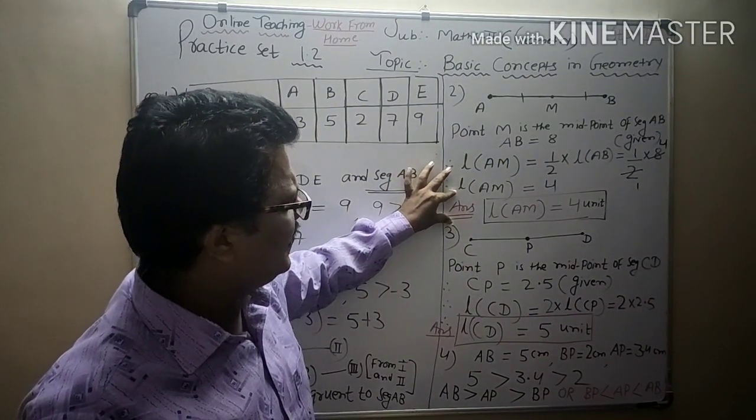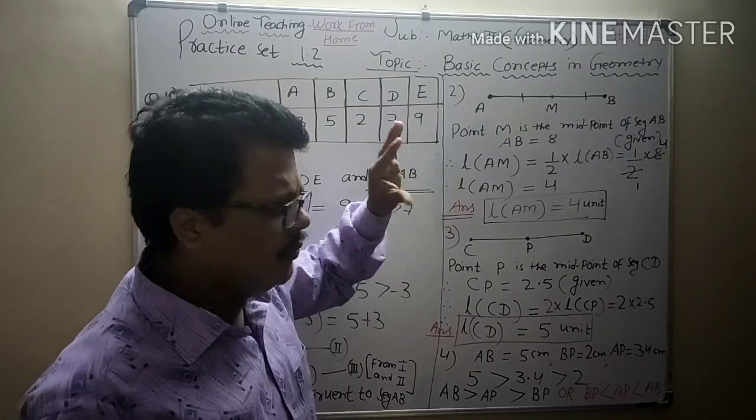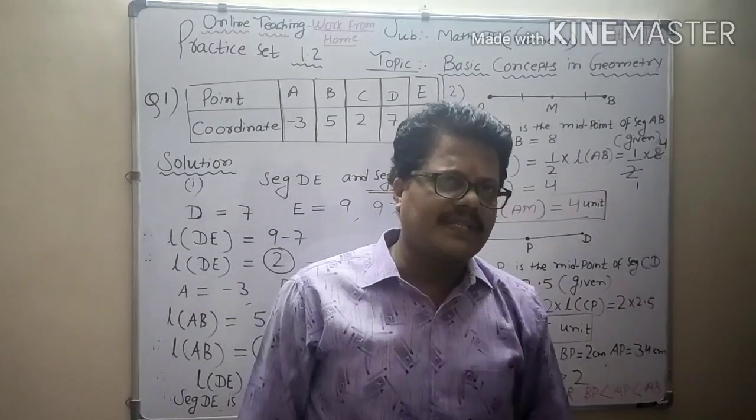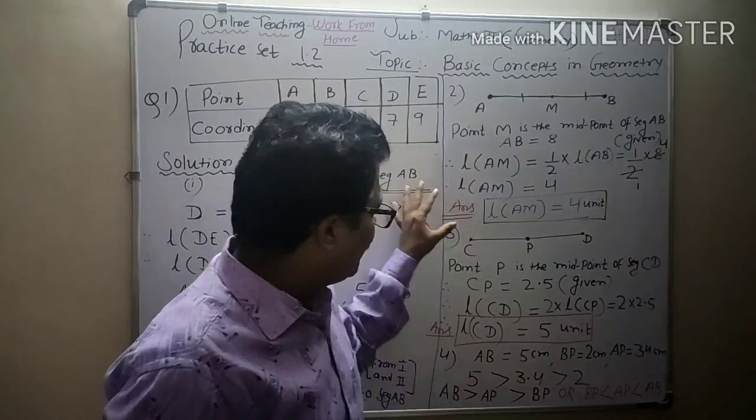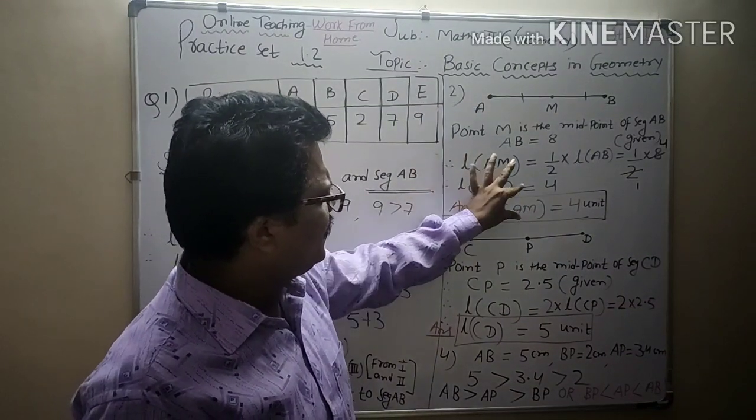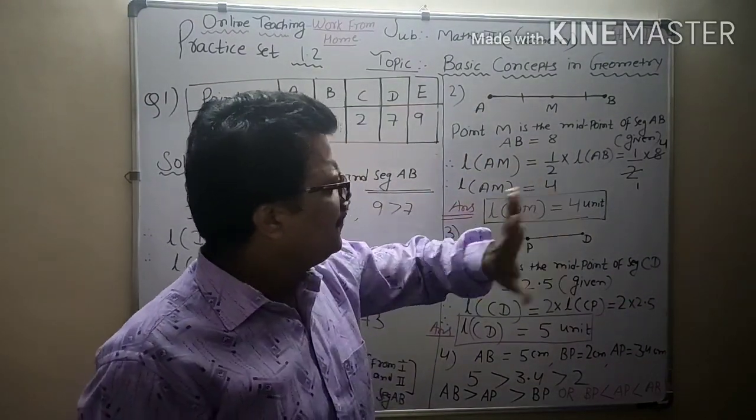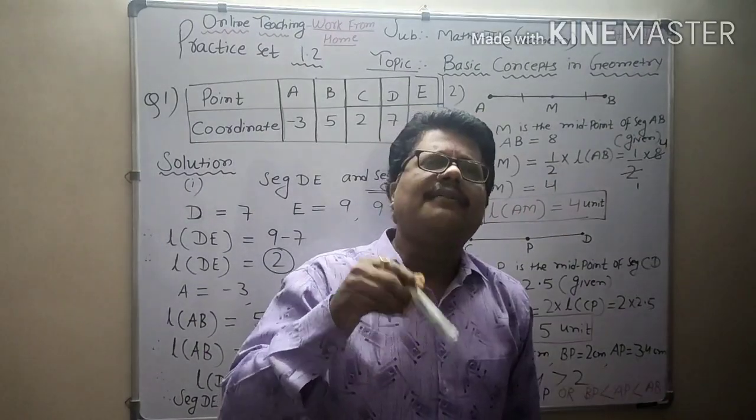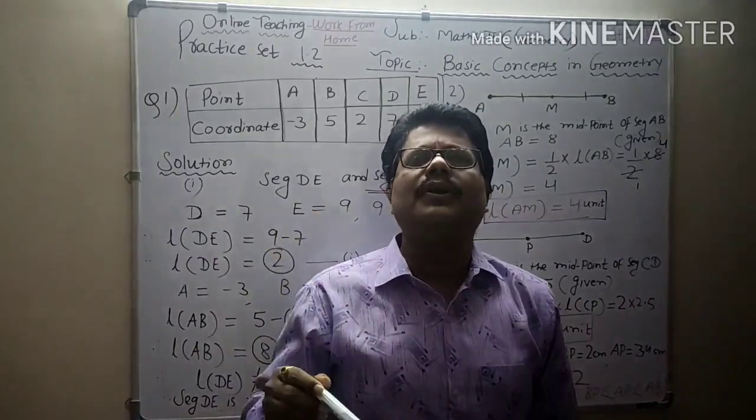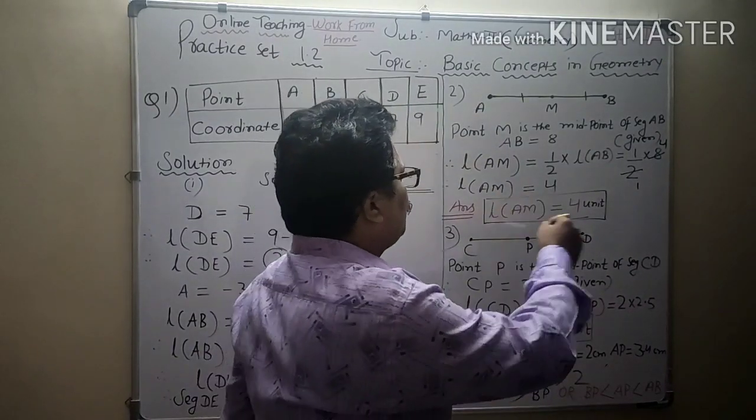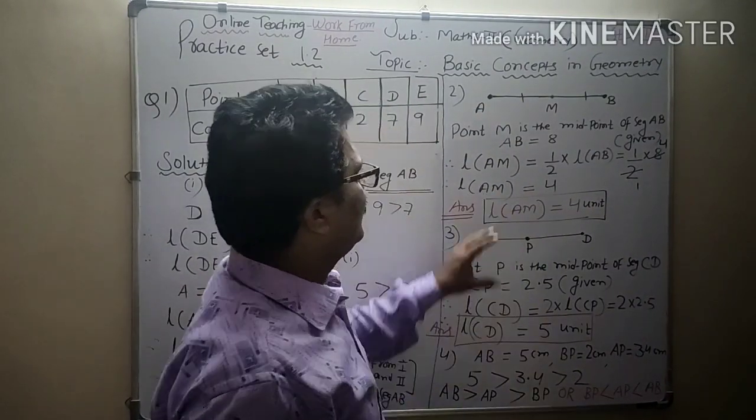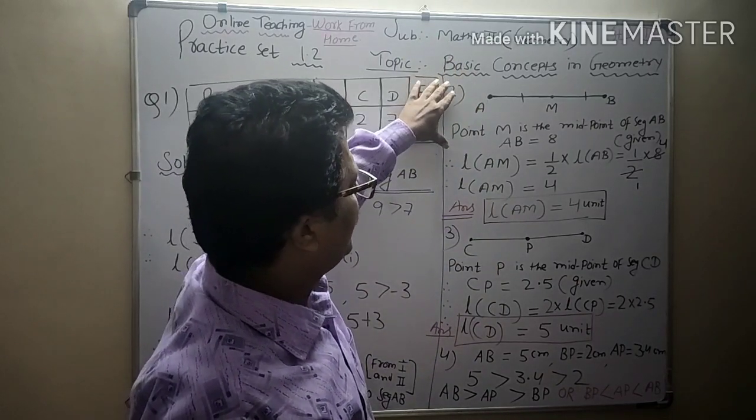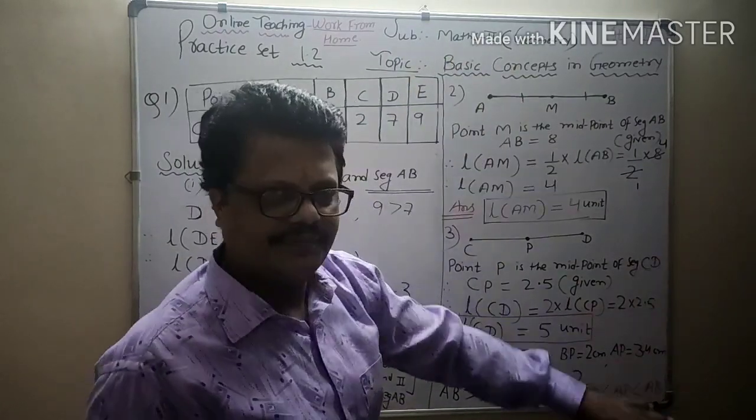Always follow this technique, dear student. This technique will boost your percentage. So length, again you have to write the same thing. Length AM is equal to 4. They had not mentioned centimeter, meter, nothing has been mentioned. I will say that length AM is equal to 4 unit. Put it into the box, mention it as an answer, and in this manner question number 2 has been completed.